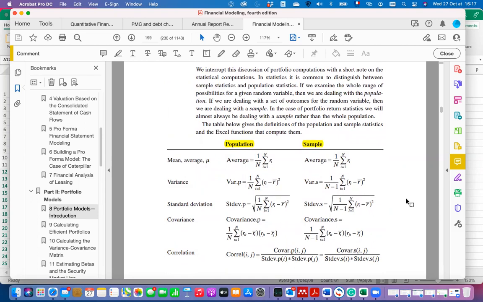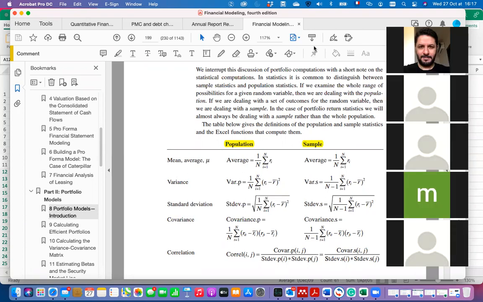We have the mean, average, as I told you, the variance, the standard deviation, covariance, and correlation. So these are the 5 basic concepts for any portfolio management course and for any portfolio manager. Any investor, let's say any financial analyst, must know these 5 like they know the names of their children or their mother and father.